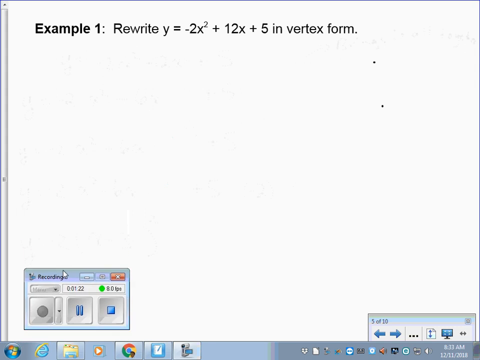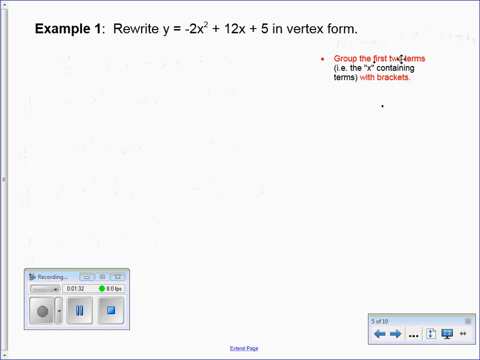Now, when we do this problem, we're going to take this equation and convert it into vertex form. There are about 4 steps we have to go through. The first thing we have to do is group the first 2 terms, i.e. the x-containing terms, and put those in brackets. So we write y is equal to something plus 5, and we put our values in here.